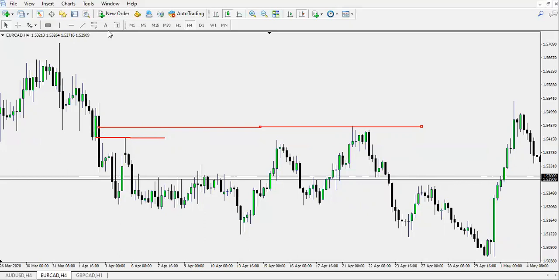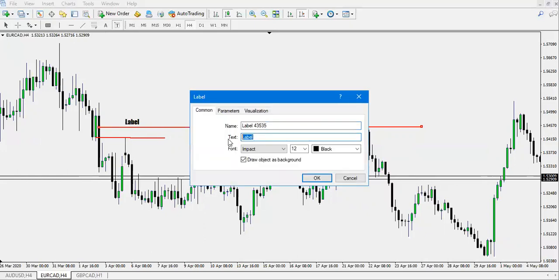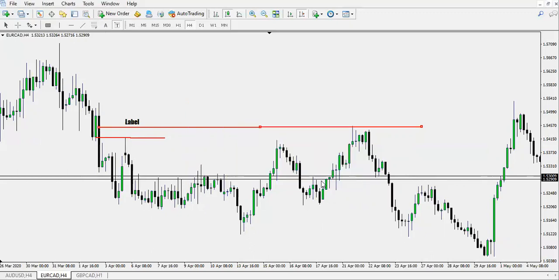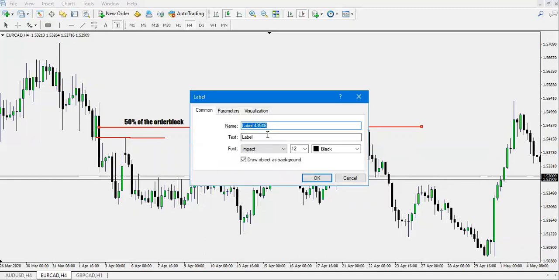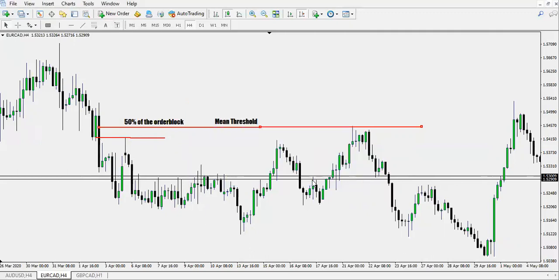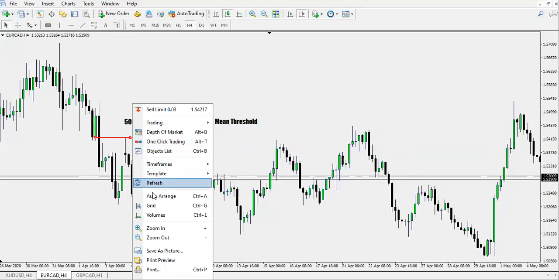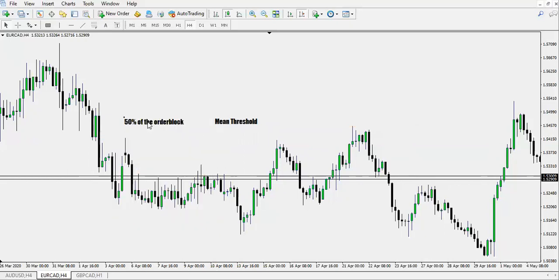So this halfway point is basically called two things. We can either call it the 50% of the order block, or we can call it the mean threshold. So the mean threshold is basically just an alternative way of saying the 50% of the order block. So you can take an early entry over here of an order block, or you can take a 50%. So generally, depending on the setup, you can take either one of those two trades. So that is, in essence, what a sell limit area could look like.